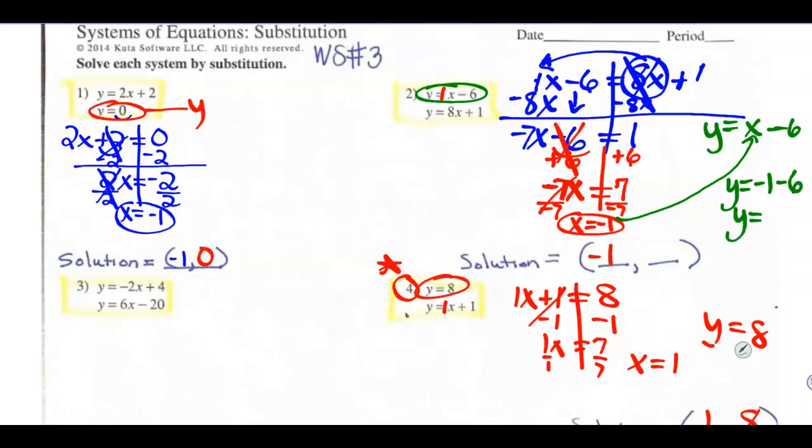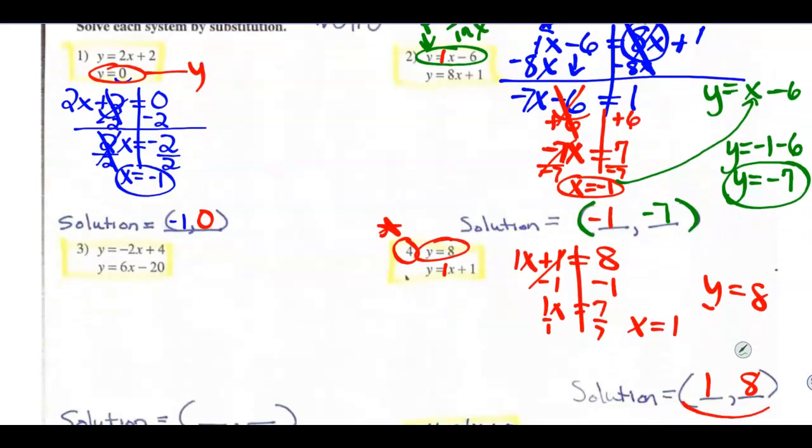And then I get y equals, well, -1 minus 6, if you put it in your calculator, should give you -7. So to find my y, I pick one of these equations, and I plug in x, whatever my x value is that I solve for. It doesn't matter which one you pick. So there is my solution point.